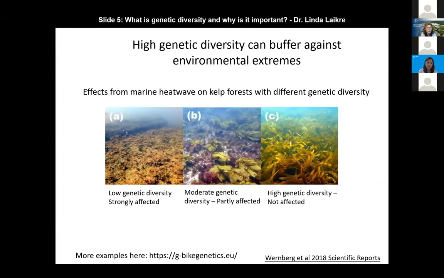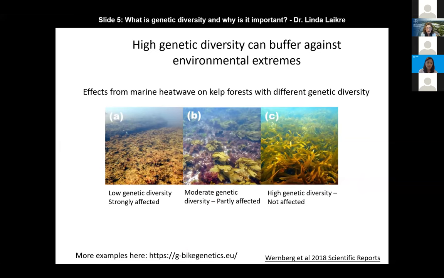Here's another important one from Australia, where we have kelp forests. And again, marine heat waves caused devastating effects to areas with low genetic diversity. Moderate genetic diversity areas were affected, but only partially, whereas in high genetic diversity areas, the kelp forests there were only minorly or not affected at all. And there are many more examples that you can find on this website here.